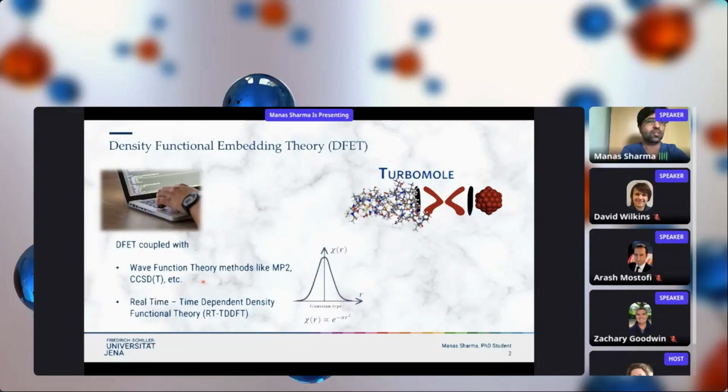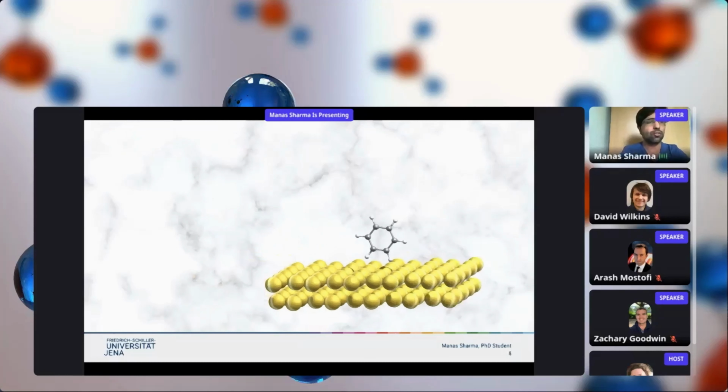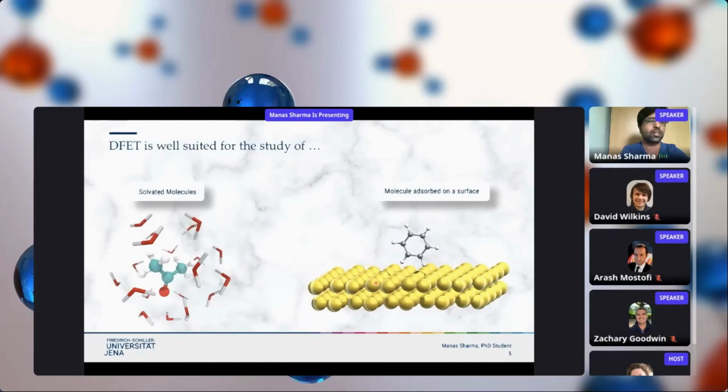So what is this density functional embedding theory or DFET? Well, in a nutshell, it allows us to treat a small portion of a system using a high level of theory that is computationally expensive and more accurate, while the remaining not so important system can be treated using a lower level of theory that is not so computationally demanding. Due to these reasons, DFET finds its application in the study of hybrid systems such as solvated molecules or a molecule adsorbed on a surface.